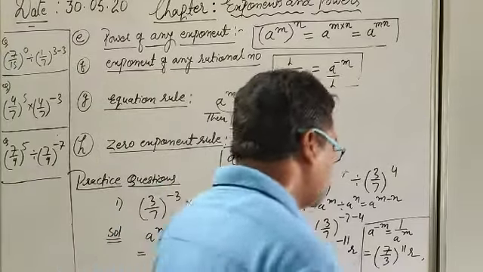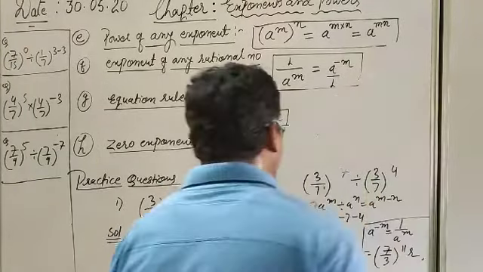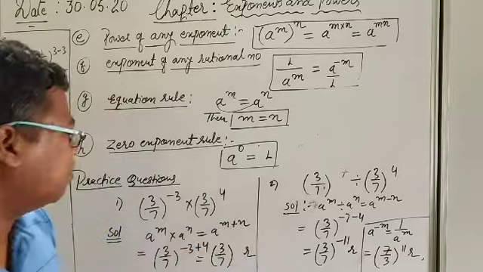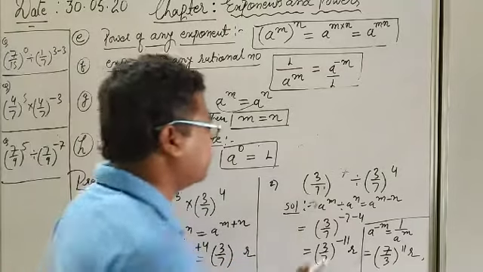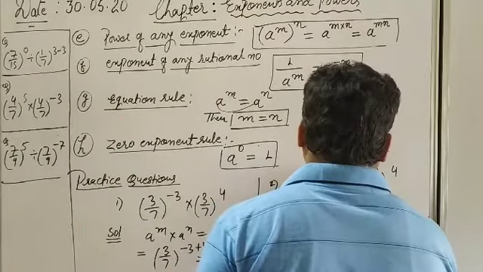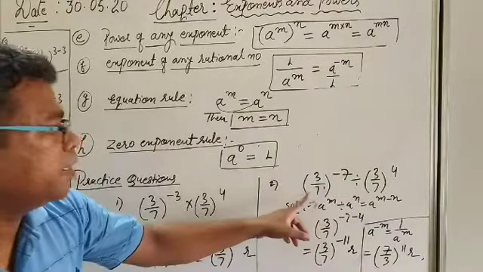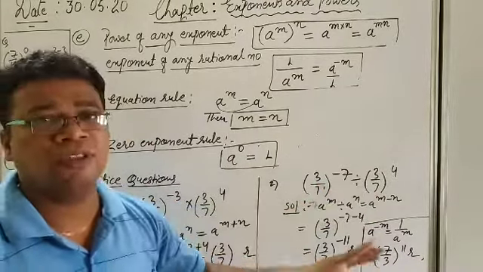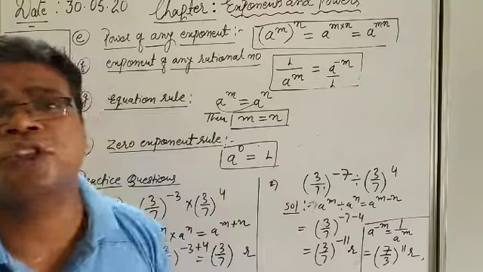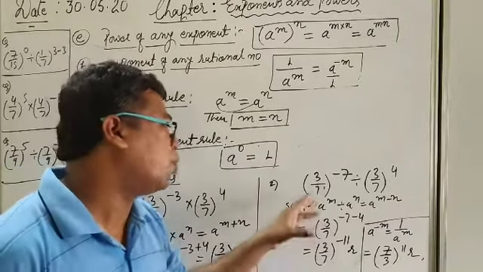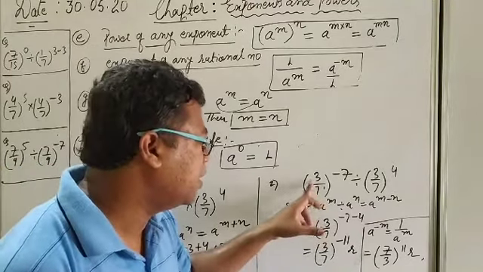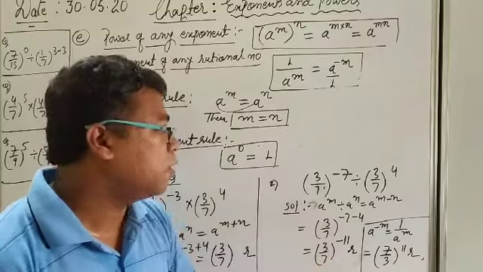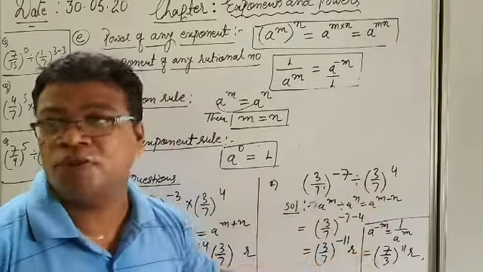In the second question, see here, what is the case? Again I am considering the same base, 3 upon 7. Look here, 3 upon 7 is again a base. Whenever you are looking at a question, first your eyes should be focused on the base. Here 3 upon 7 is written, and what is written here also? Again 3 upon 7.